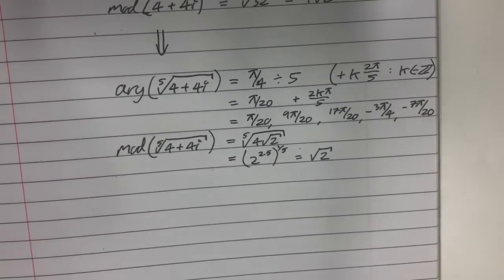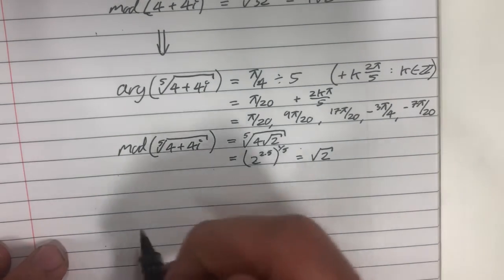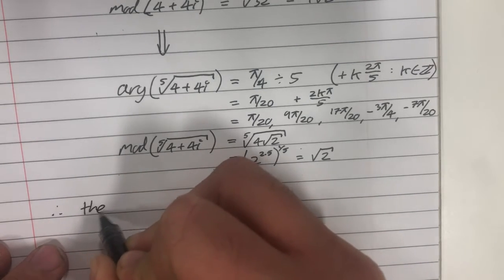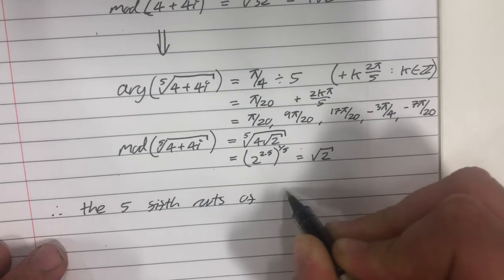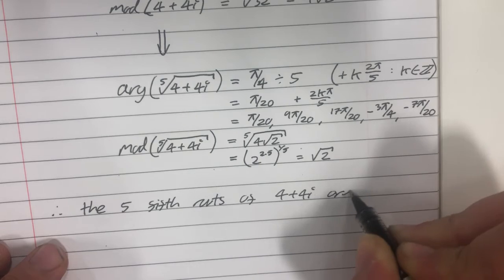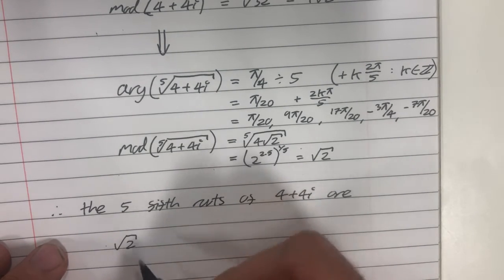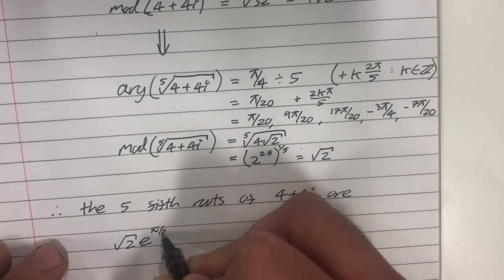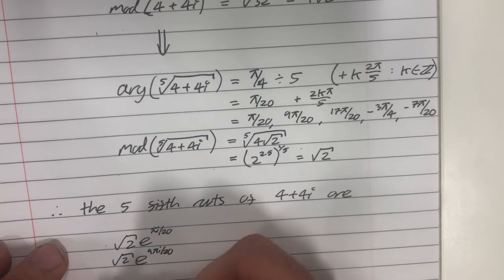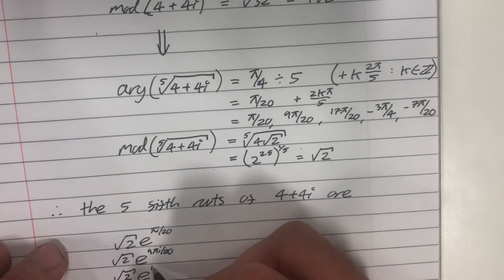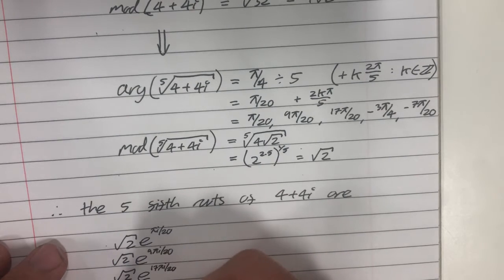Just confirming that. Okay, so now we've got that, we can state our complex roots. So therefore, the 5 fifth roots of 4 plus 4i are, and you can state it in exponential form, so root 2 e to the pi i on 20, root 2 e to the 9 pi i on 20, root 2 e to the 17 pi i on 20, root 2 e to the minus 3 pi i on 4, and root 2 e to the minus 7 pi i on 20.